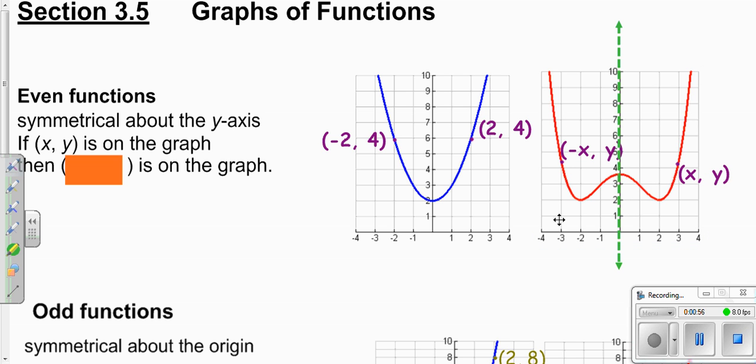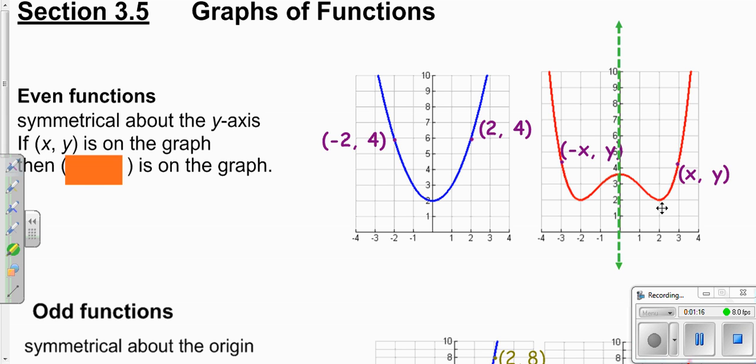Now, that means if I have a point that's 2 units over and 4 units up, that would get reflected over here to 2 units to the left and 4 units up. So if I have a point (2, 4), I would get the opposite of that x, but I would get the same y value because they're at the same heights.